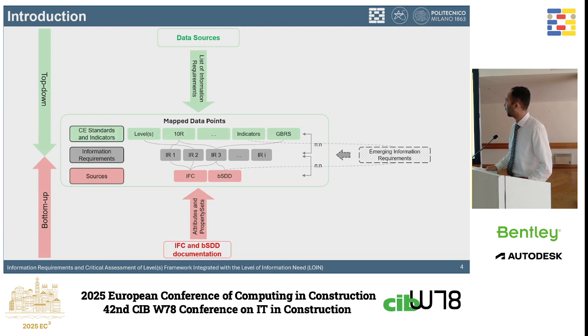So we tried to do a mapping and define an information management framework which maps the information requirements, both the existing ones and the emerging ones, in a top-down approach to the high-level circular economy standards and indicators on the one hand, and on the other hand, maps them to the sources. Here, as the scope of our research, we just focus on IFC and bSDD, as open BIM platforms, in a bottom-up approach. And you see that the relationship between them is many-to-many, so each information requirement can be used by different standards, and each information requirement can be provided by more than one source, and vice versa.